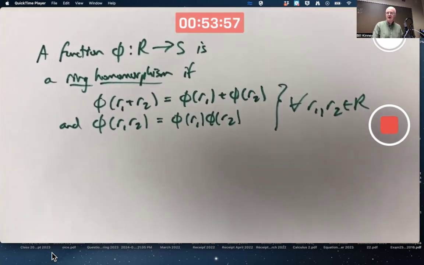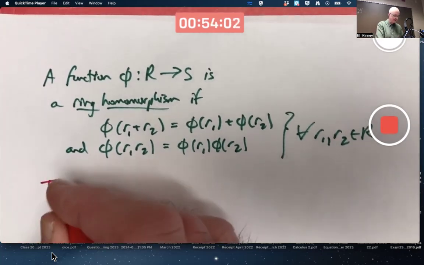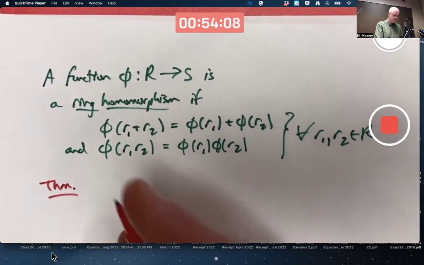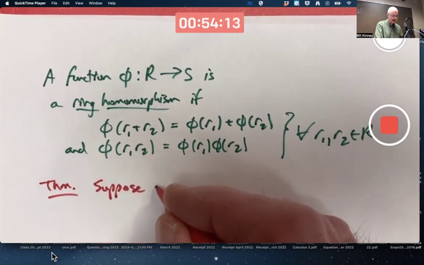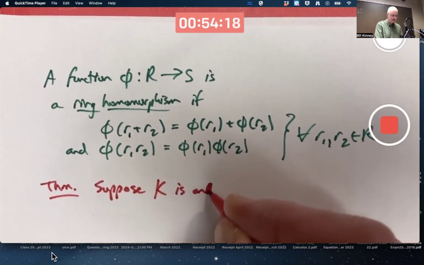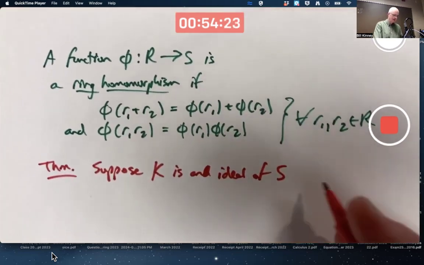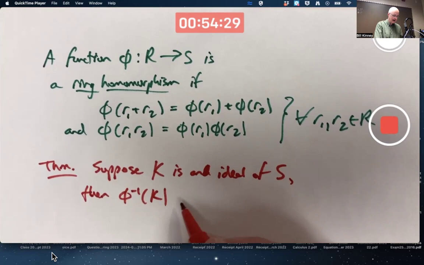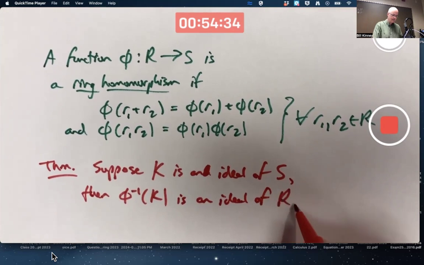And as an example of something you should be able to prove, a theorem you might say from this, I'll label it as a theorem. It's really just one part of a bigger theorem in the book. Suppose, let's go ahead and call it K, kind of like we did with group theory, is an ideal of S, then the preimage of K is an ideal of R.